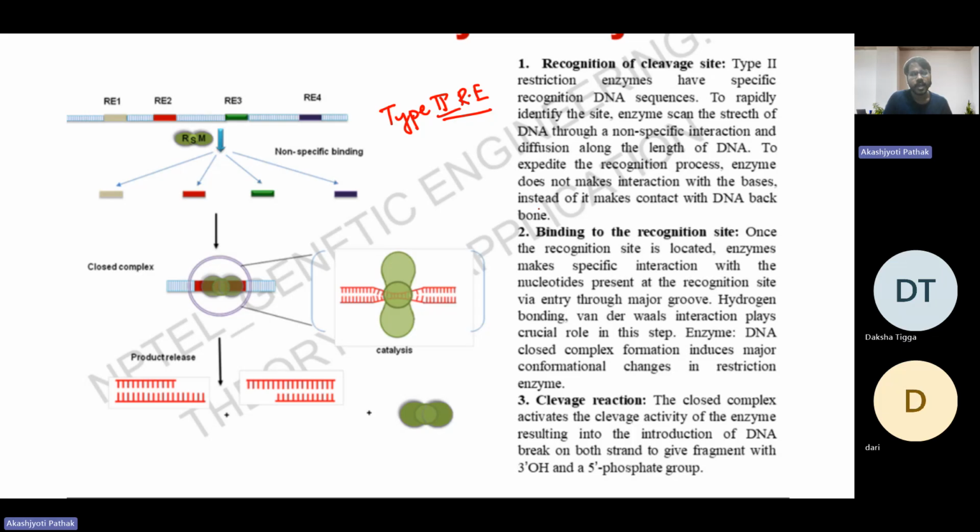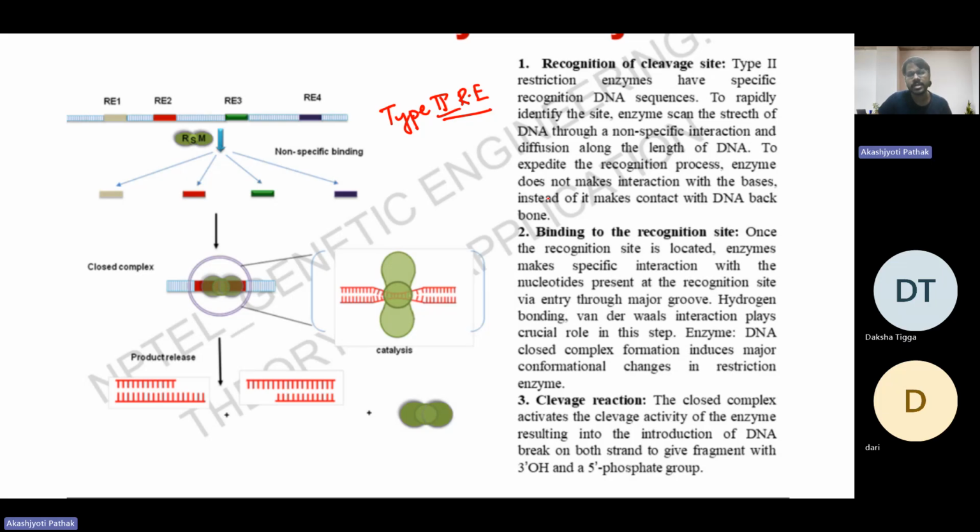So this restriction enzyme, first, in the entire DNA molecule, has to find its recognition sequence. That is one of the important things: how is it able to find this recognition sequence in the entire DNA molecule? So how does it do that? There is a diffusion model which says that rather than forming any base pairs with the nitrogenous bases, it diffuses along the length of the DNA through non-specific interaction, and it only makes contact with the DNA backbone.